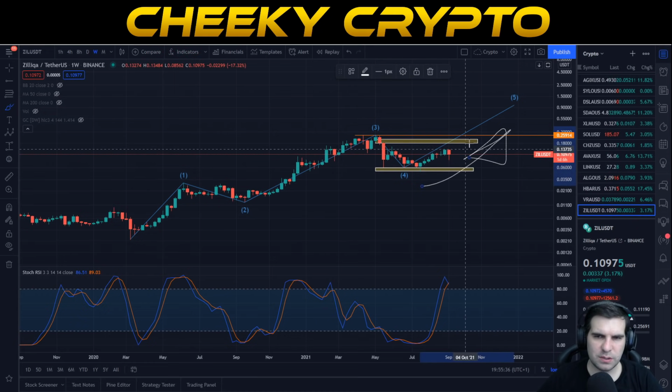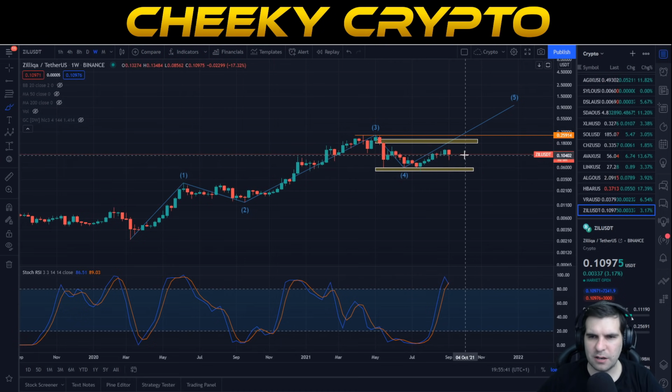Now we do see a good push to the upside for wave 5. Things have kick-started here, as long as we do not go down any lower, but we'll get into the smaller time frames and take a look at what's going on there.